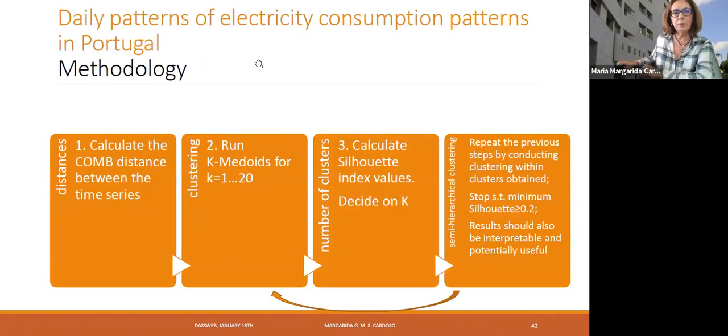So the proposed approach is first, of course, we calculate the distance between the time series. Then we run the K-methods with a number of clusters from 1 to 20. Then we calculate the silhouette index values and decide on the K. And we repeat these steps within the clusters obtained in the previous step, just constrained by the fact that a clustering structure should emerge. So we point this constraint as a silhouette being above 0.2. Of course, results should also be interesting from the application point of view.